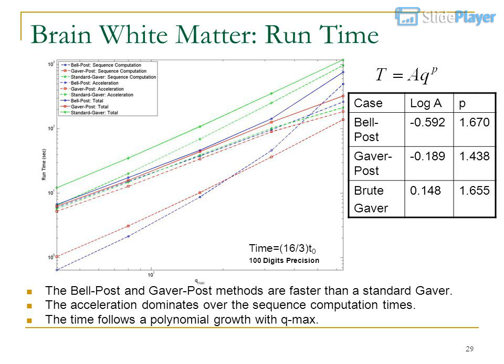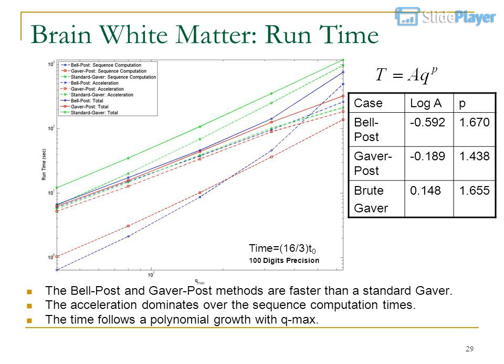Brain white matter, run time. Case, log A, Bell Post: minus 0.592, 1.670. Gaver Post: minus 0.189, 1.438. Brute Gaver: 0.148, 1.655. Time equals 16/3 t0.